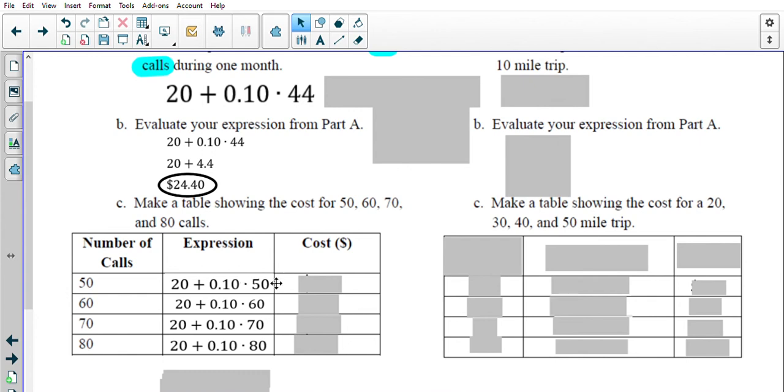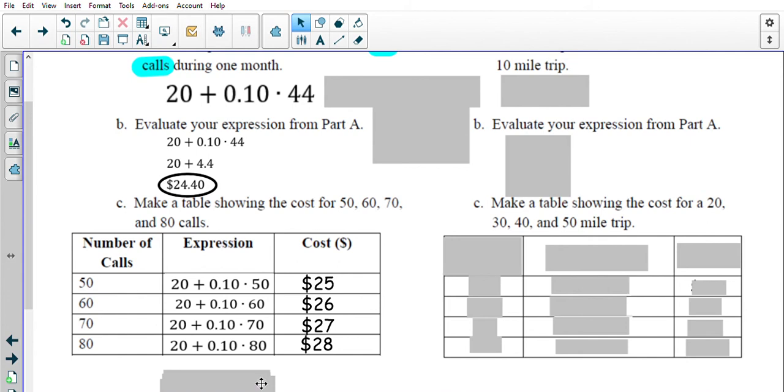0.10 times 50 is 1/10 of 50. That's 5. 20 plus 5 is $25. 0.10 times 60 is 1/10 of 60, which is 6. 20 plus 6 is 26. You'll notice a pattern here as well. 0.10 times 70 is 1/10 of 70, or 7. Add that to 20 to get 27. And finally for 80, 1/10 of 80 is 8, plus 20 is 28.